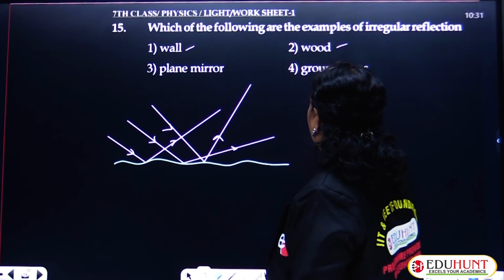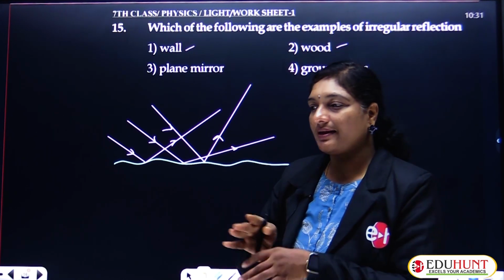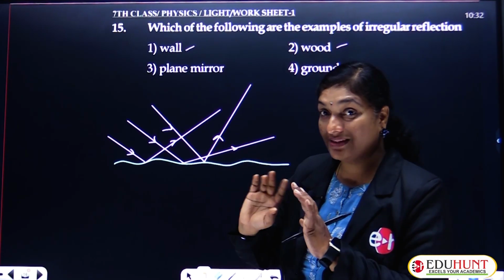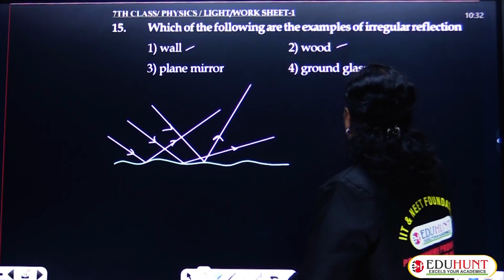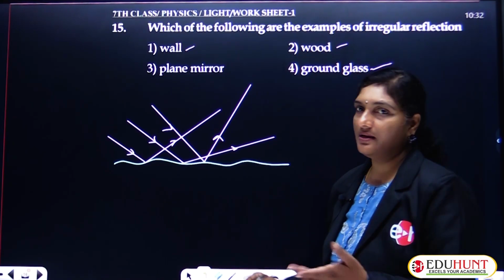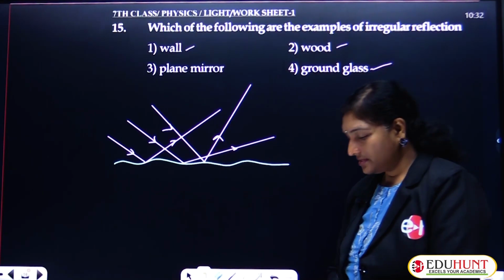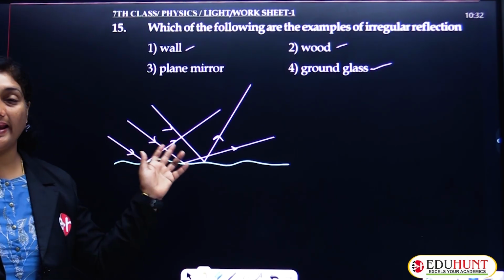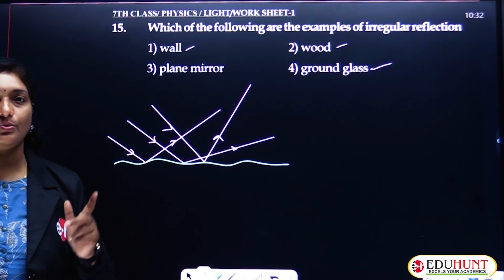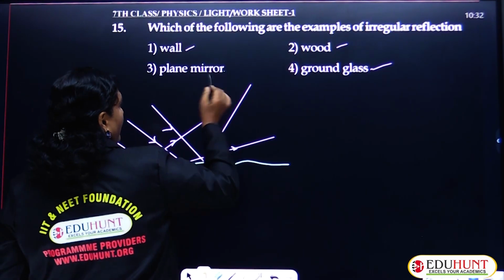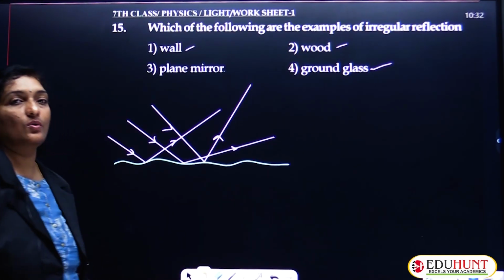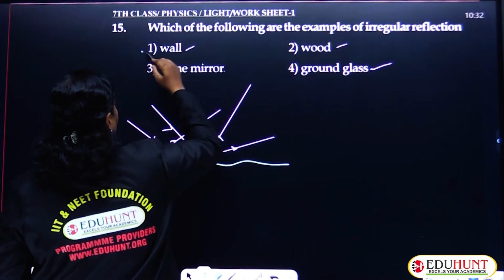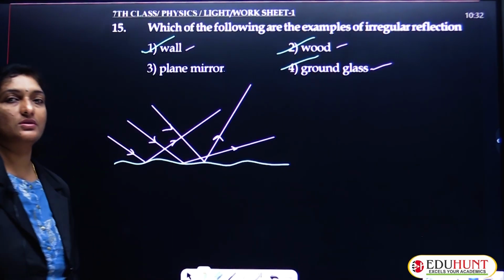Of course, wall, wood, ground glass. Ground glass is something which is rough. If you touch the glass, you feel little roughness in that. So that type of glass is called ground glass. So obviously it's not highly polished, hence ground glass will also give you irregular reflection. But coming to the plane surfaces, the plane mirror is a highly polished and smooth surface. So this will give you regular reflection, whereas the wall, wood and ground glass give us irregular reflections. Hence the correct options here are options 1, 2, 4.